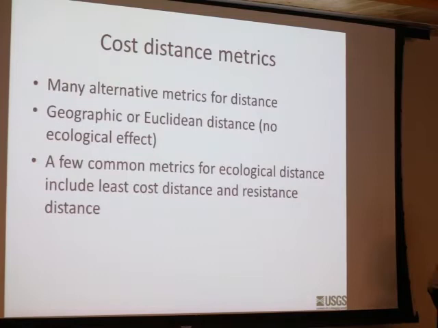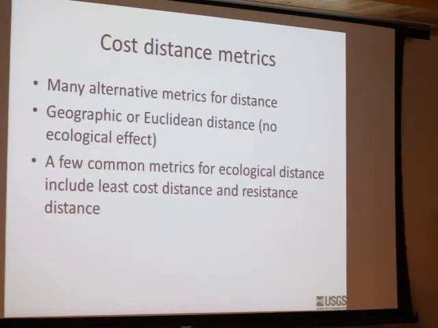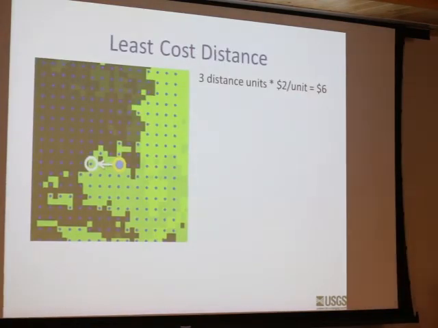But when you want to incorporate the effect of the landscape, you use different ways to weight the landscape features. And the most common one is least cost distance, developed by Adriaensen et al. in, I think it was 2006. I don't know about the year. That's not right. It's been around for a long time. We'll just say that.